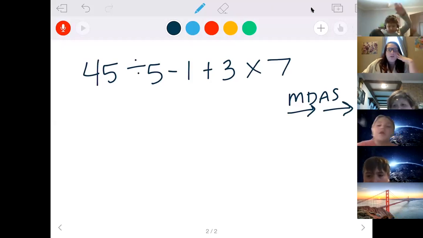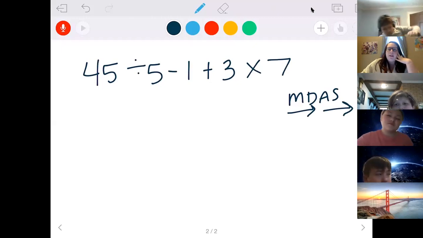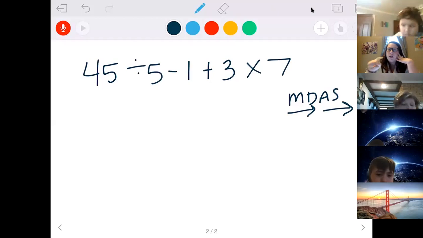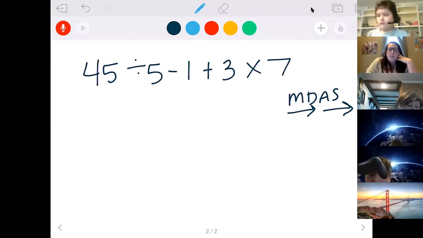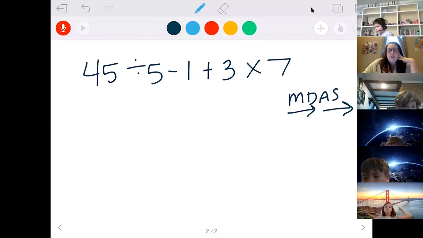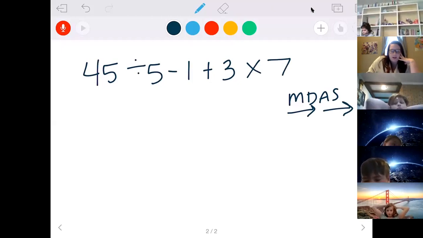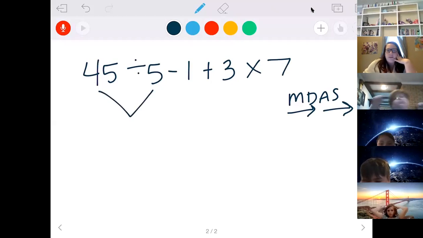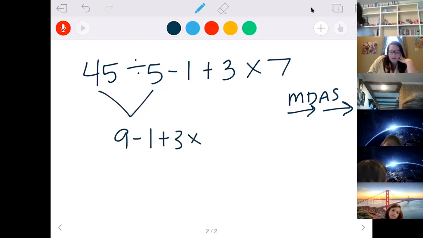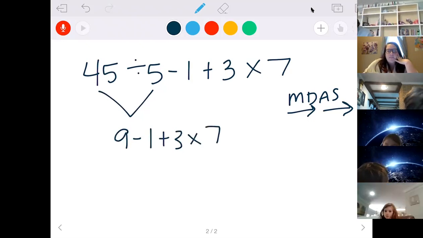After we do all of our multiplication and division, then we do any addition and subtraction, and the ones that we do first are the ones that are going left to right. So on the problem you have, the first thing we want to do is look for any multiplication or division. And then I want to see which one comes first, which is 45 divided by 5. So I would write that down as 9. Then I would rewrite everything else. Minus 1 plus 3 times 7. So each time you're just going to bring it down.